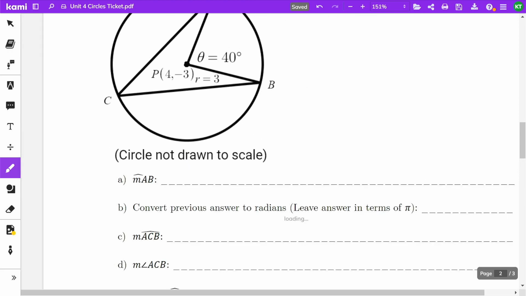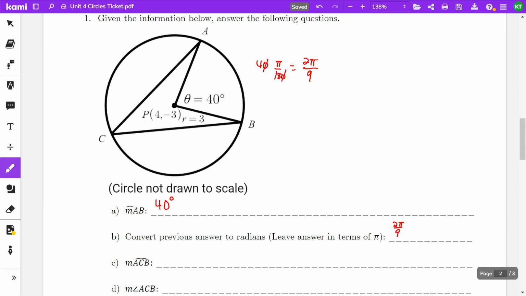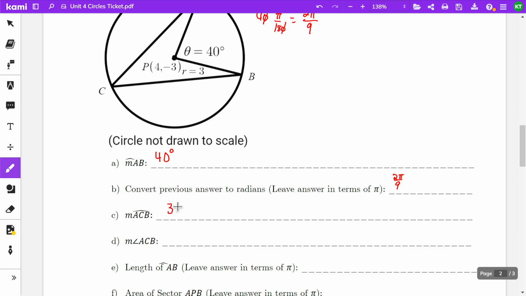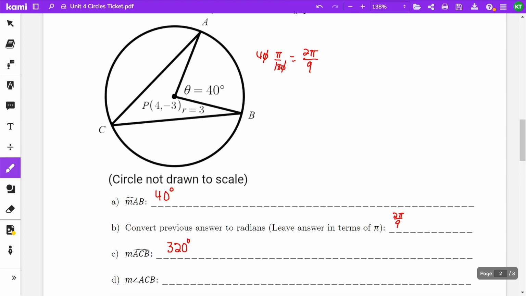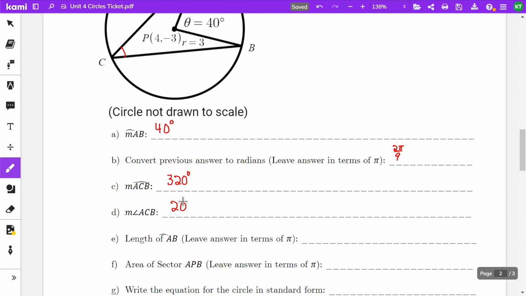Next, I'm looking at arc ACB. Arc ACB is that outer arc. So that's everything that's not arc AB, which is just going to be 360 minus 40, which is going to be 320 degrees. And the next is the central angle. Central angle ACB is half of our intercepted arc, which we previously mentioned was 40 degrees. So half of 40 degrees here is going to be 20 degrees.